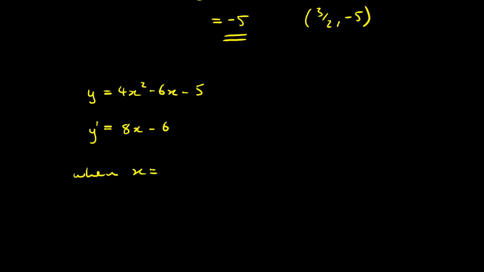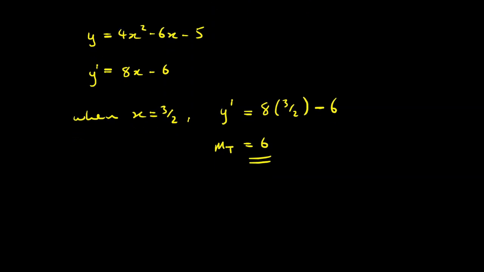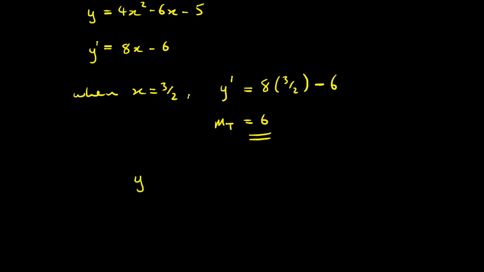So when x is equal to 3 upon 2, y prime is equal to 8 times 3 upon 2 minus 6. And that's going to be the same as 4 times 3, which is 12, minus 6, which is 6. We can say that the gradient of the tangent to the curve at that point is equal to 6. Well, if we've got the gradient of the tangent and we've got the point, we can find the equation of the tangent by using the form y minus y1 is equal to m bracket x minus x1.